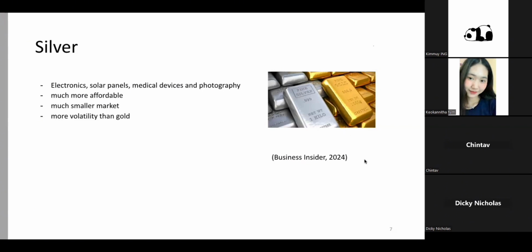But despite being affordable and having numerous industrial applications, silver has not received as much attention as gold. Only 15% of the market demand comes from investors, while the majority is driven by industrial uses. This indicates that silver is not widely owned by investors and is potentially undervalued. Additionally, compared to gold, silver is relatively inexpensive, providing investors with greater opportunities for purchasing.